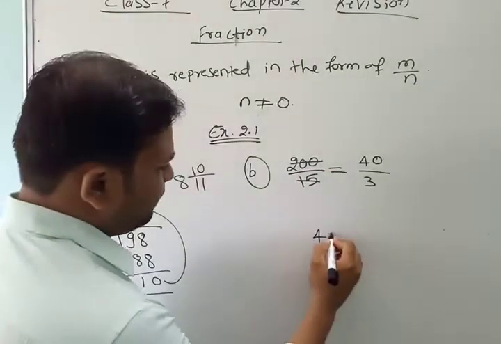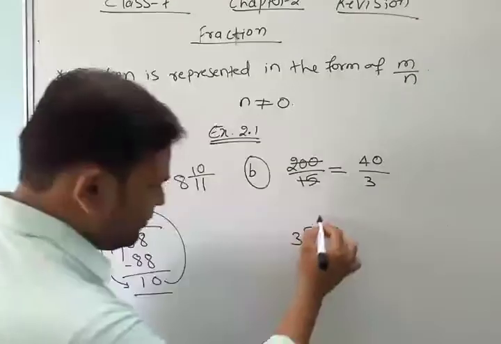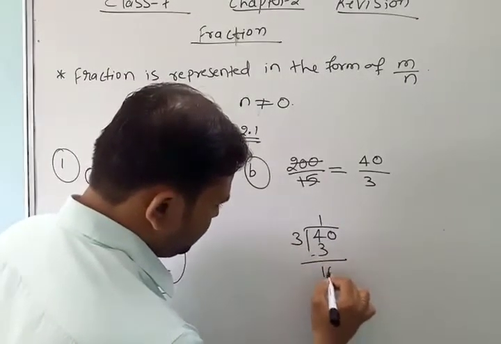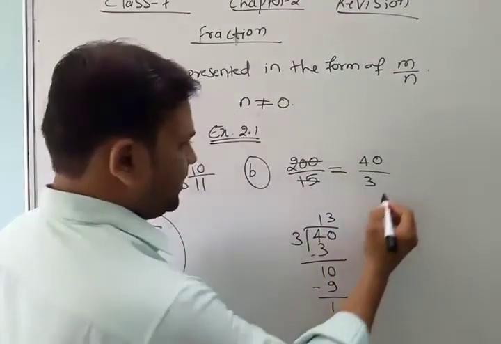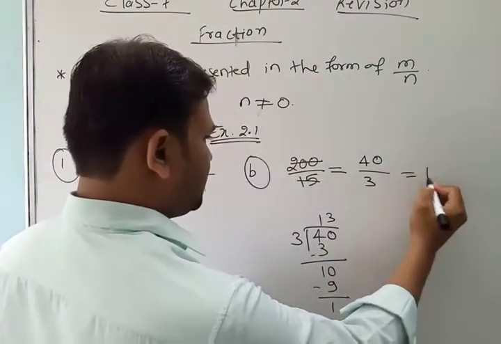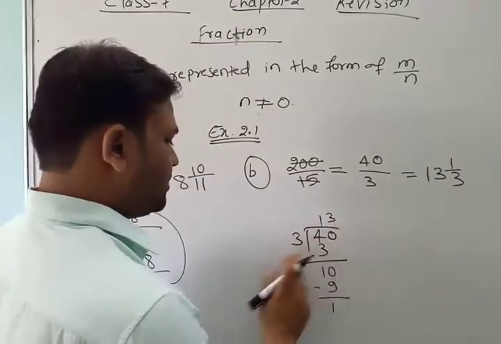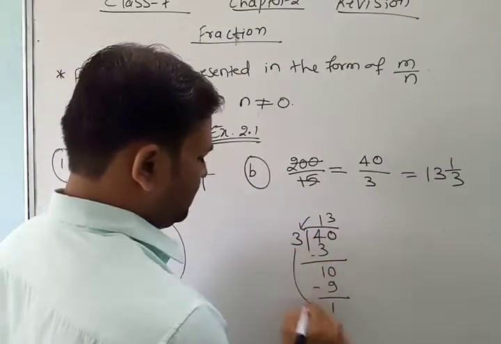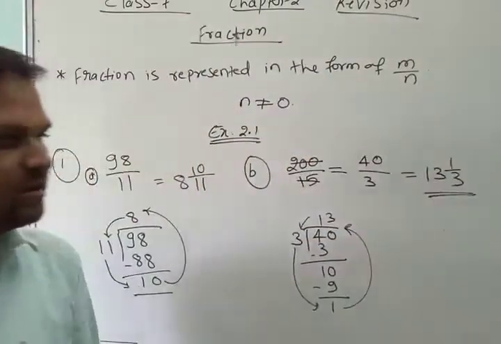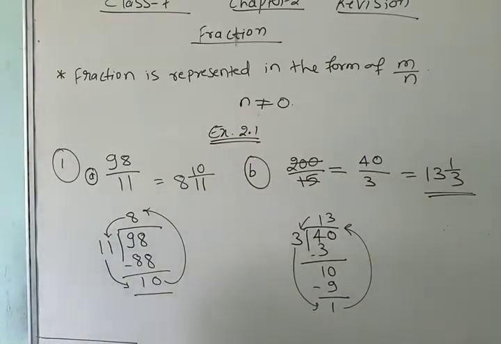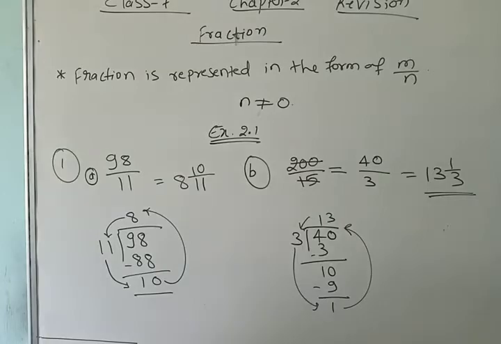Now divide 40 by 3 and convert it into a mixed fraction. 3 1s are 3, remainder 1, 0. 3 3s are 9, remainder 1. Then its representation in mixed fraction is 13, 1 by 3. 13 comes here, 1 goes on top and 3 comes below. 13 1 by 3 is the mixed fraction representation of 200 upon 15. Then come on, next question.